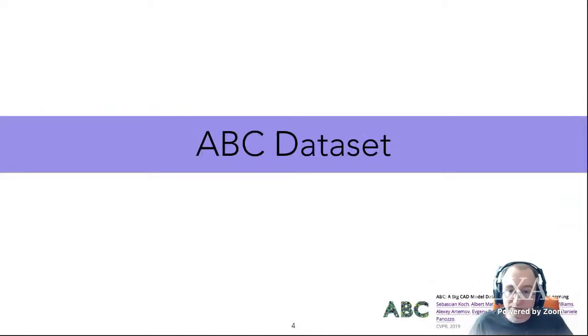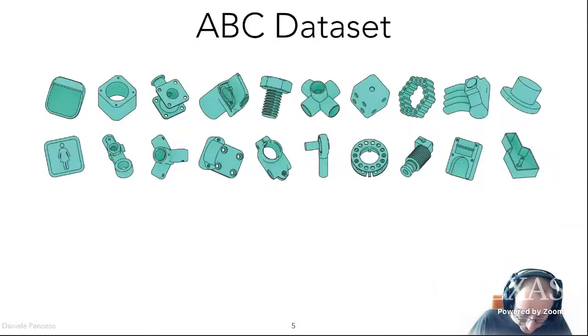So let's start with the ABC dataset. This was originally presented at CVPR in 2019, and then it has been further developed in more recent years. This is a collection of models. All these models are coming from Onshape, which is a company that is selling online software for generating CAD models. And they allowed us to collect all the public documents on their website and to release them as a public dataset.